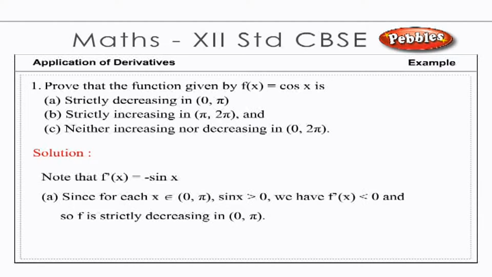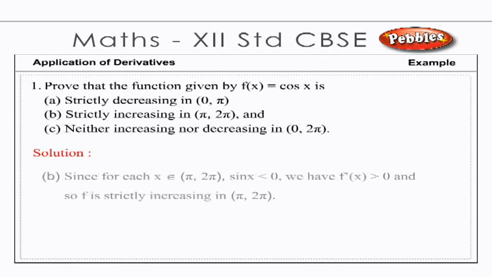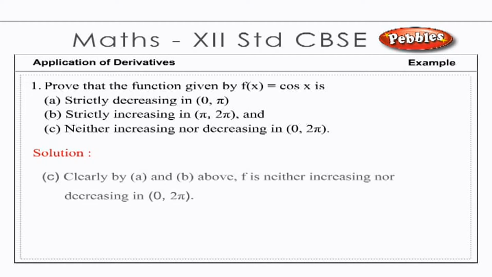A. Since for each x belongs to (0, pi), sin x is greater than 0, we have f'(x) < 0 and so f is strictly decreasing in (0, pi). B. Since for each x belongs to (pi, 2 pi), sin x is less than 0, we have f'(x) > 0 and so f is strictly increasing in (pi, 2 pi). C. Clearly, by A and B above, f is neither increasing nor decreasing in (0, 2 pi).